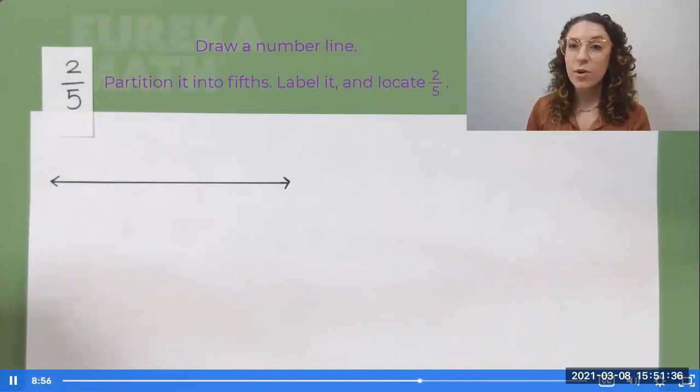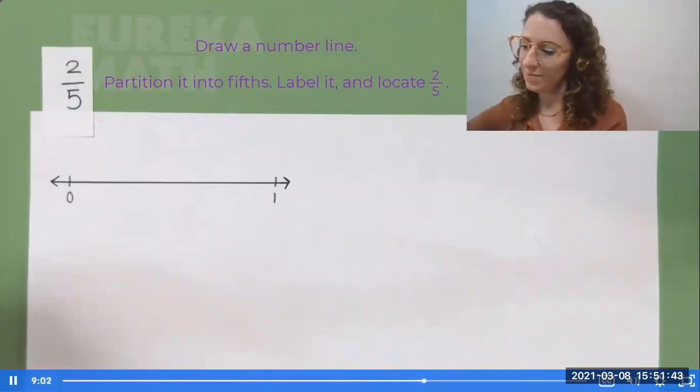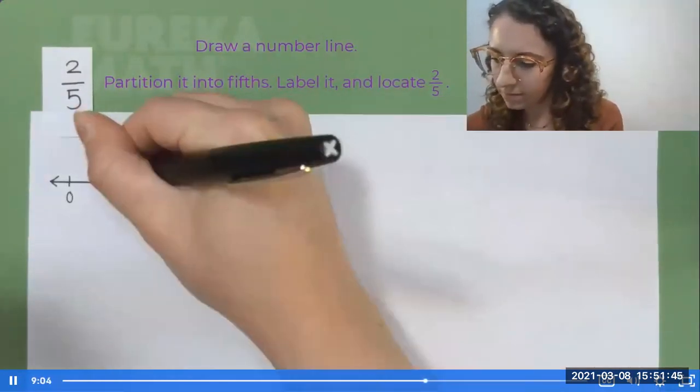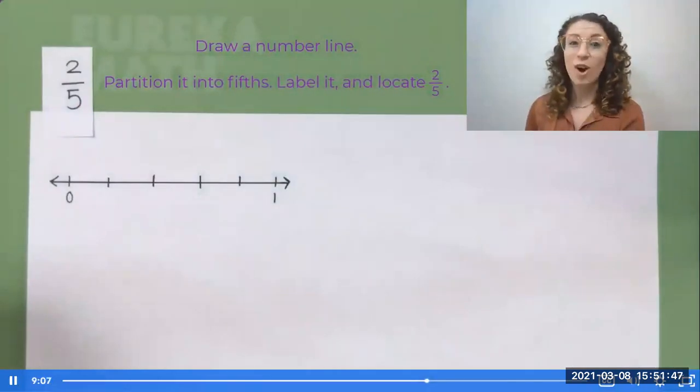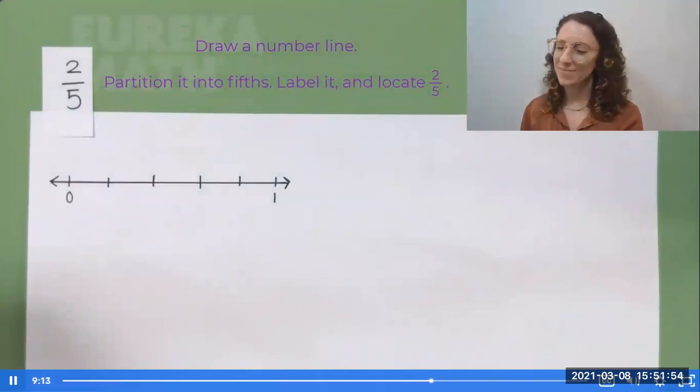After labeling 0 and 1 whole, I like to create the part in the middle, then split the other sections, like this. Drawing these models takes practice. It's okay if your sections aren't perfect. Just do your best to create equal parts.